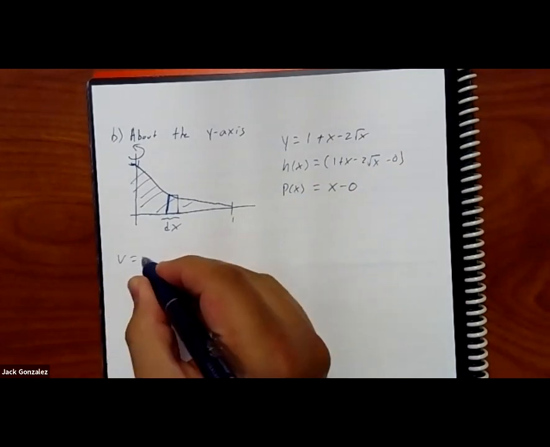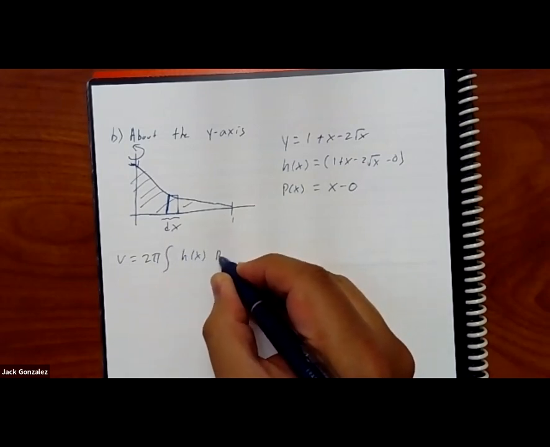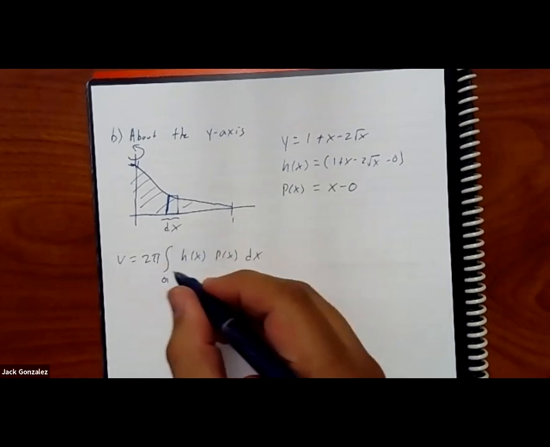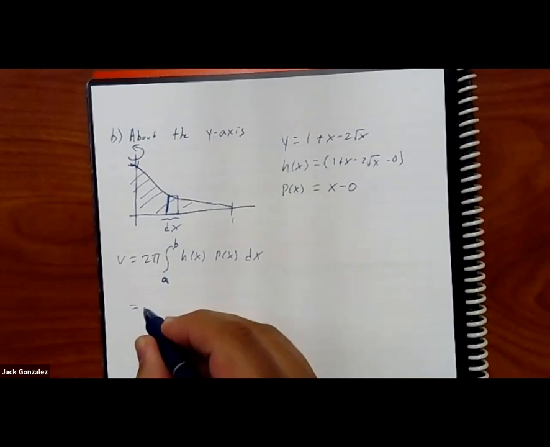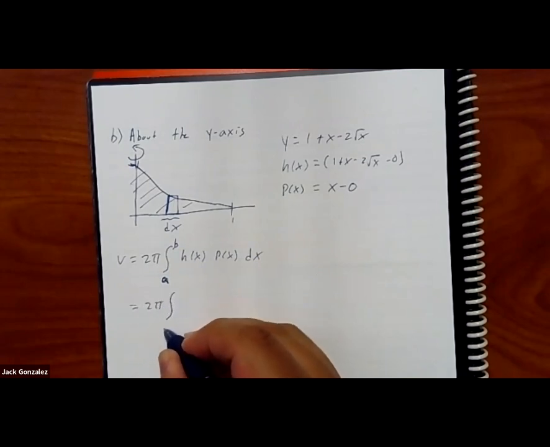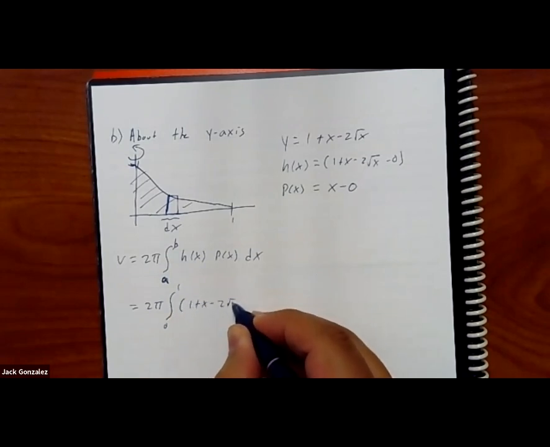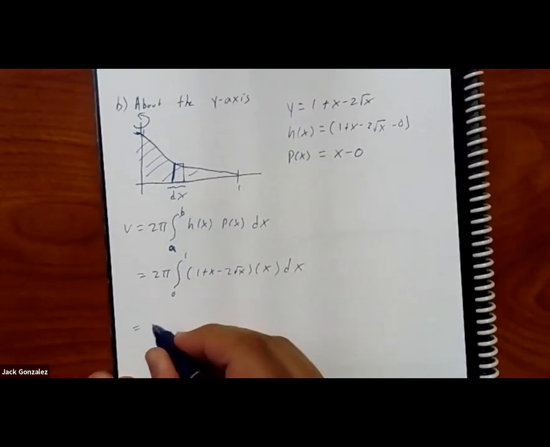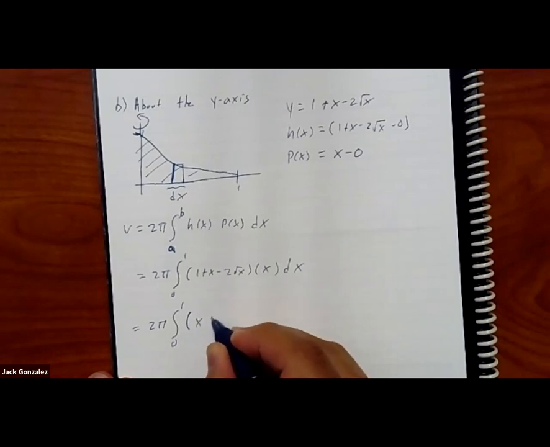So the volume will be 2 pi height times rho dx, which is equal to 2 pi times the integral from 0 to 1 of 1 plus x minus 2 root x times x. Distribute the x, you'll get this.